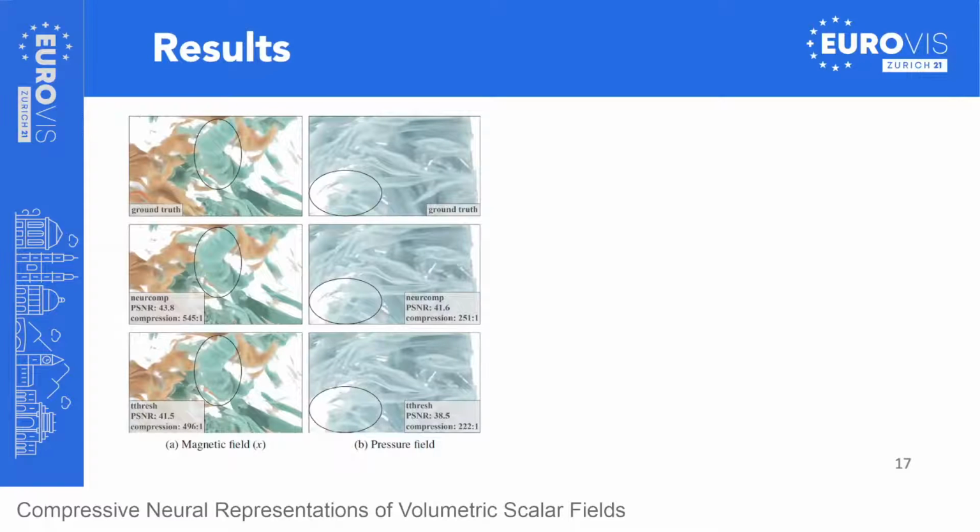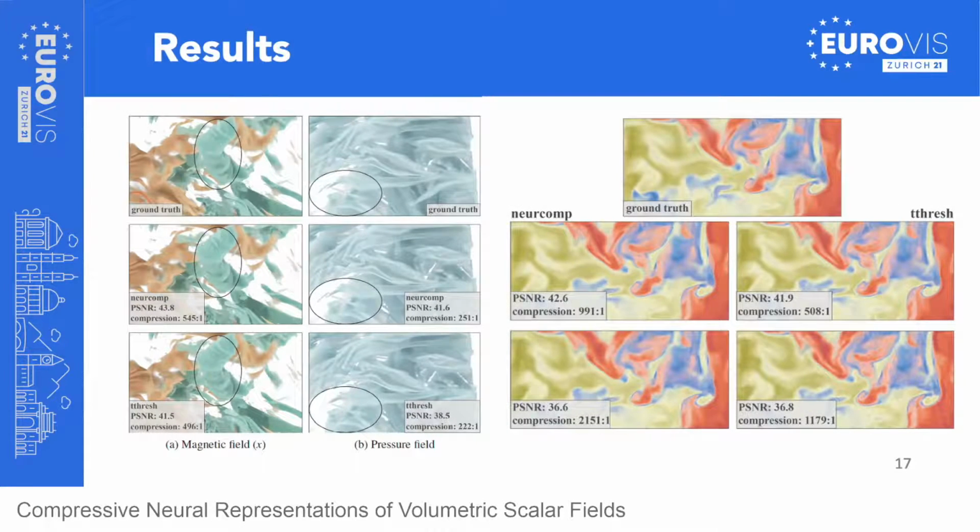Next, we will show some visual comparisons between our method and T-thresh. On the left is the comparison for the magnetohydrodynamic simulation. For high compression ratios, we find that our method produces smoother results and can better retain features in the volume. On the right is an evaluation of our method on the extreme compression ratios for the RT dataset. We find our method gracefully degrades in performance, whereas T-thresh tends to produce high frequencies.